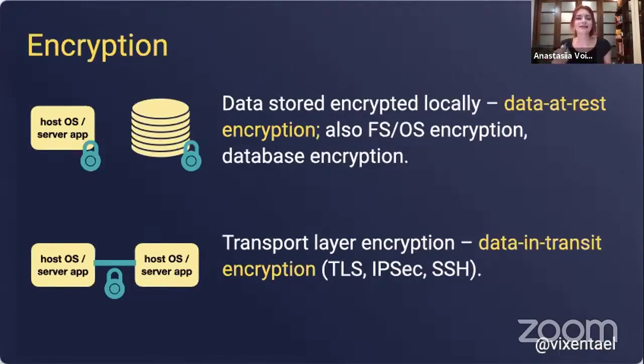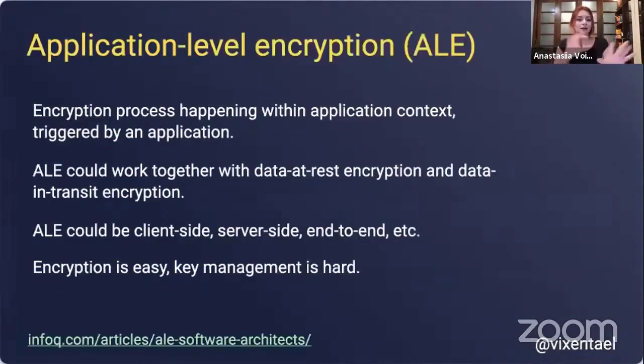When we say data at rest encryption, we mean that data is encrypted when it's stored, right? It could be file system encryption, operating system encryption, file-based encryption, database encryption. Modern databases have this checkbox: yes, encrypt data when it's stored. Then transport layer encryption, data in transit. Well, obviously, TLS and things like that. This is not a topic for today's keynote. Today we will talk more about application level encryption.